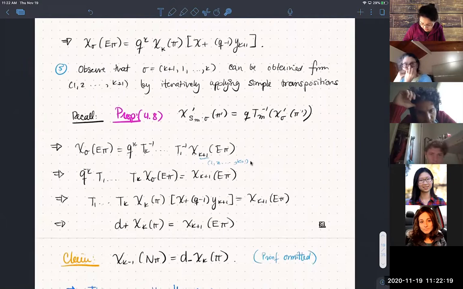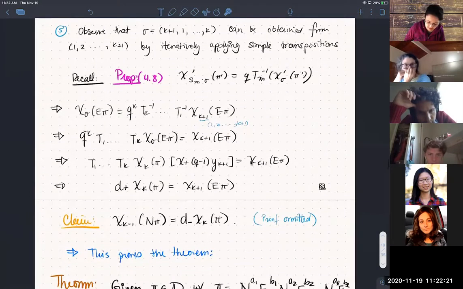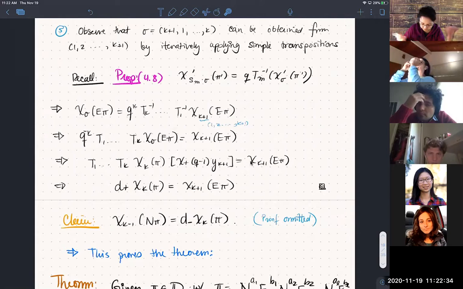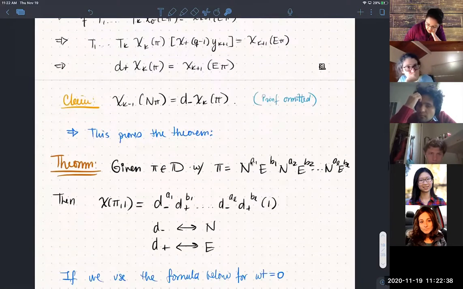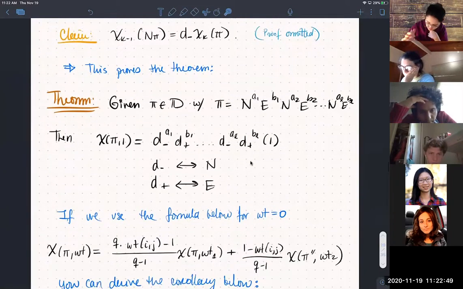And then I'm not going to do the proof for this because, again, it's kind of the same idea where you just go through and follow your nose and play around with the formulas. But you can similarly prove that if you do a north step, it translates to applying a D minus. Yeah, so that proves this theorem that you can get chi of pi 1 by just applying a bunch of D pluses and D minuses indexed by your Dyck path, right? Which is pretty awesome. What else?